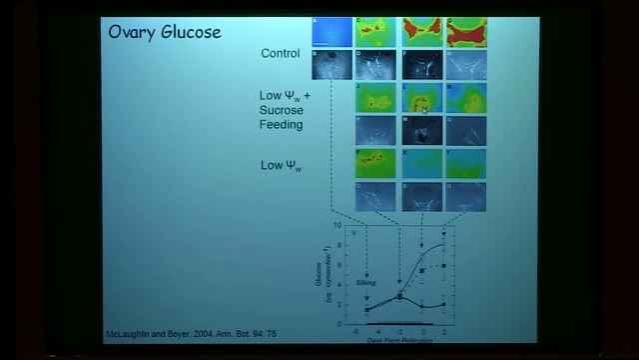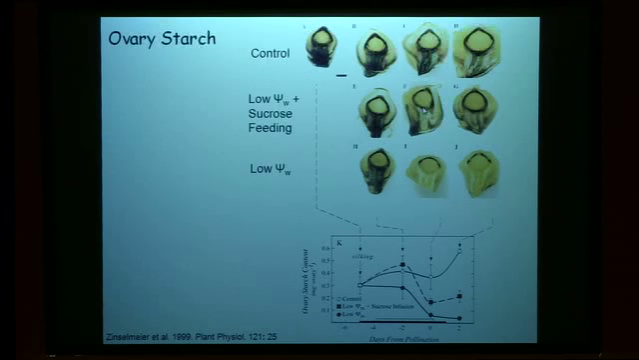You can see the quantification below in analytical terms, and you can see that it reflects what we've seen previously with respect to the invertase activity in the previous graph, and also what you see up here in these panels. That is to say, we've achieved a partial reversal of glucose content in these ovary structures. Now let's have a look at the starch.